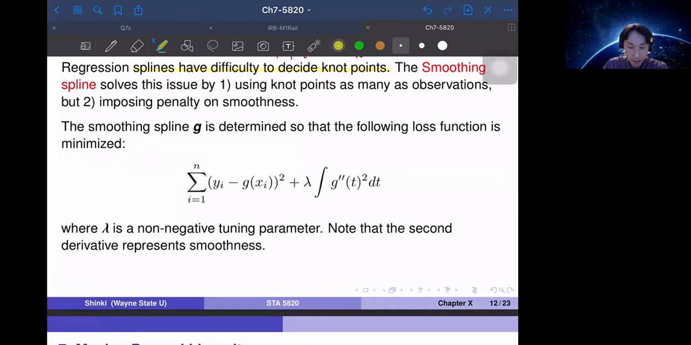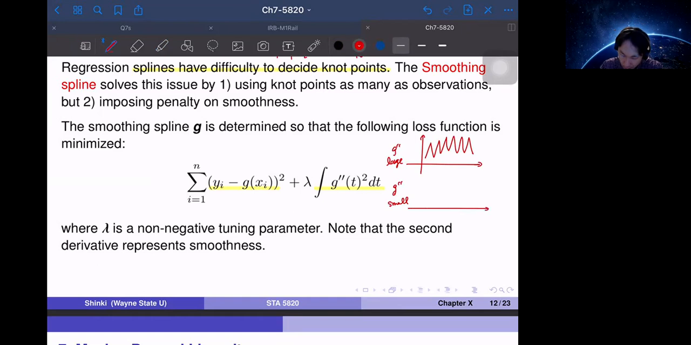So this is another way to determine the regression, the spline function. Just minimize this function, but we impose some restriction on the smoothness of the curve. Basically, the second derivative represents the smoothness. For the discrete case, the second derivative gets larger when the graph is like this. If g prime prime is small, that means the graph does not change dramatically.